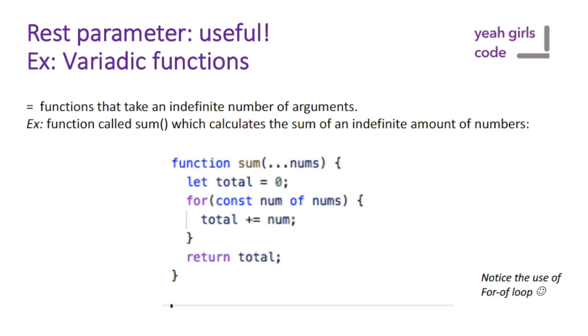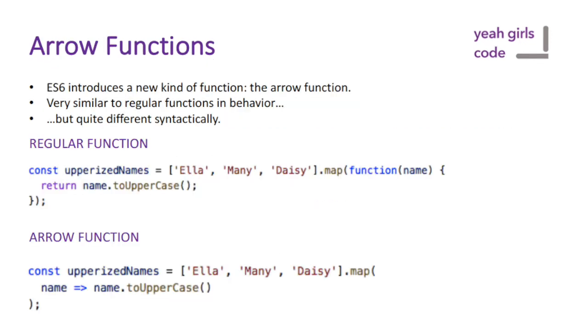Now let's move on to the arrow functions. This is really important. ES6 introduces a new kind of function which is called the arrow function. It is very similar to regular functions in behavior, but it is quite different syntactically. So the regular function, look at that. You have const uppercaseNames, if you want to have all the names in uppercase. Ella, Manny, Daisy, .map, function(name), return name.toUpperCase(). And the arrow function, however, does just have [Ella, Manny, Daisy].map(name => name.toUpperCase()). So it looks really, really intuitive, and it is.